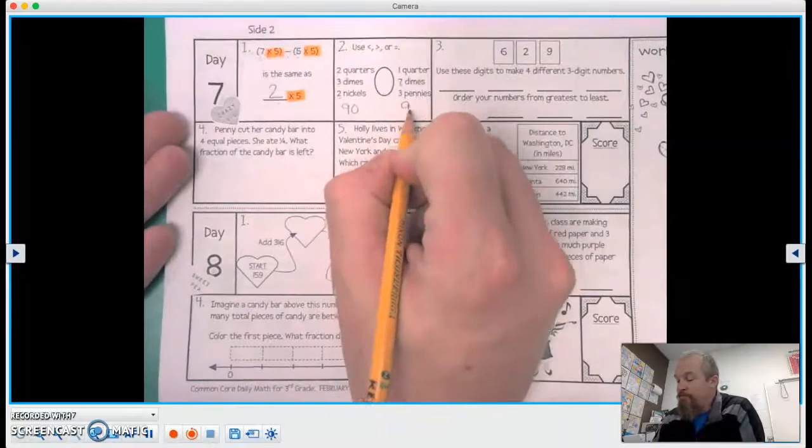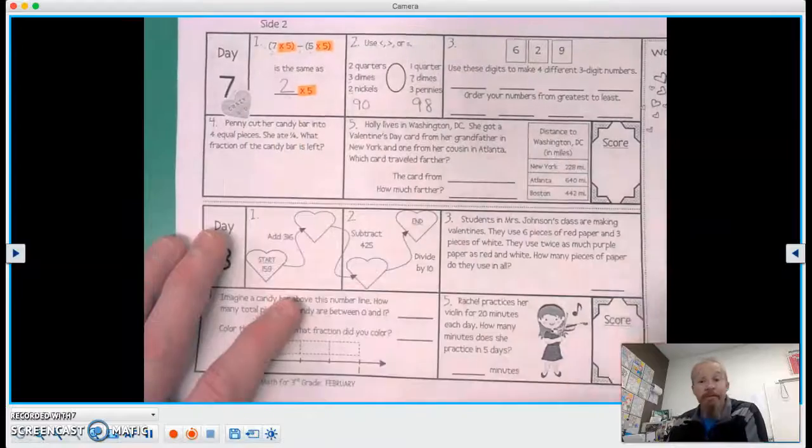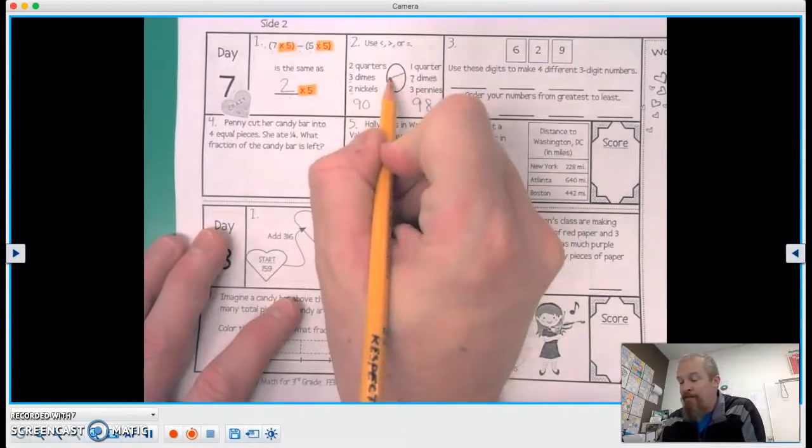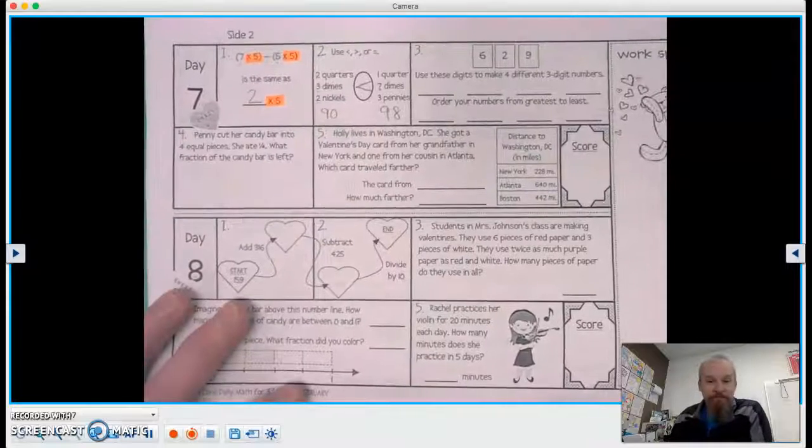So, less than, greater than, or equal to, we want that alligator mouth open to the big number. That means it's the less than on this way. 90 is less than 98.